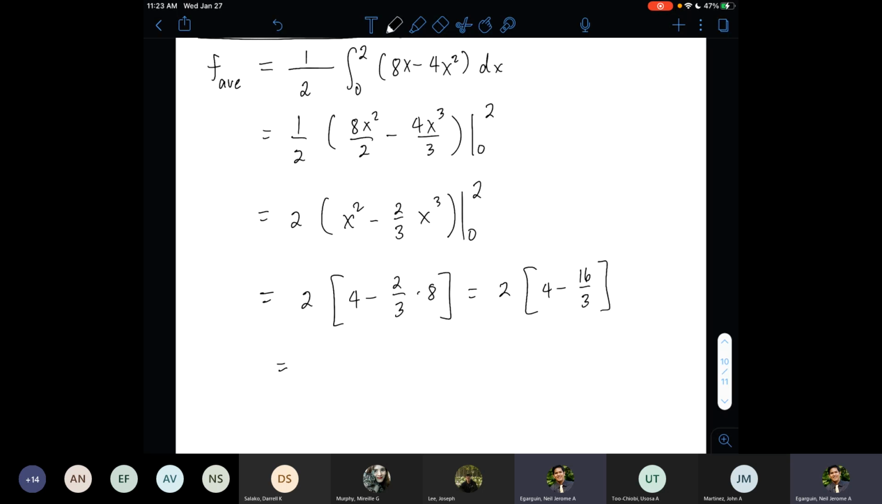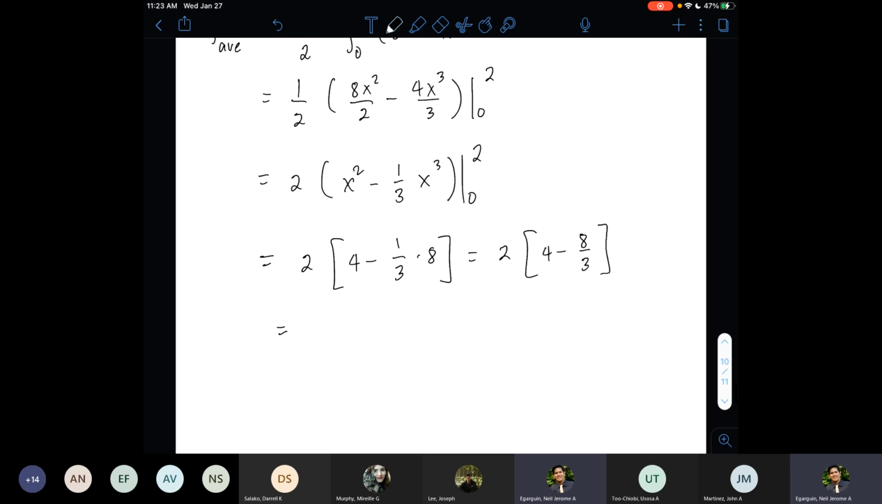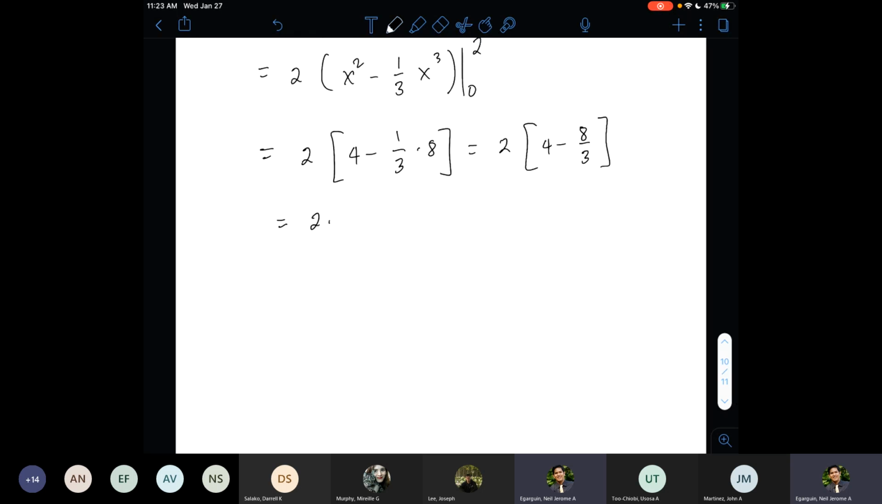I guess I did something wrong. So why do I have this? Perhaps factor out 4. Oh yeah, I factored out 4, so that should be 1/3. Okay. Then this is 1/3. Then this is 1/3. This would be 8/3. Okay. And then we'll have 2 times 12, 4/3. And that's going to be 8/3. So yeah, the average value is indeed 8/3.